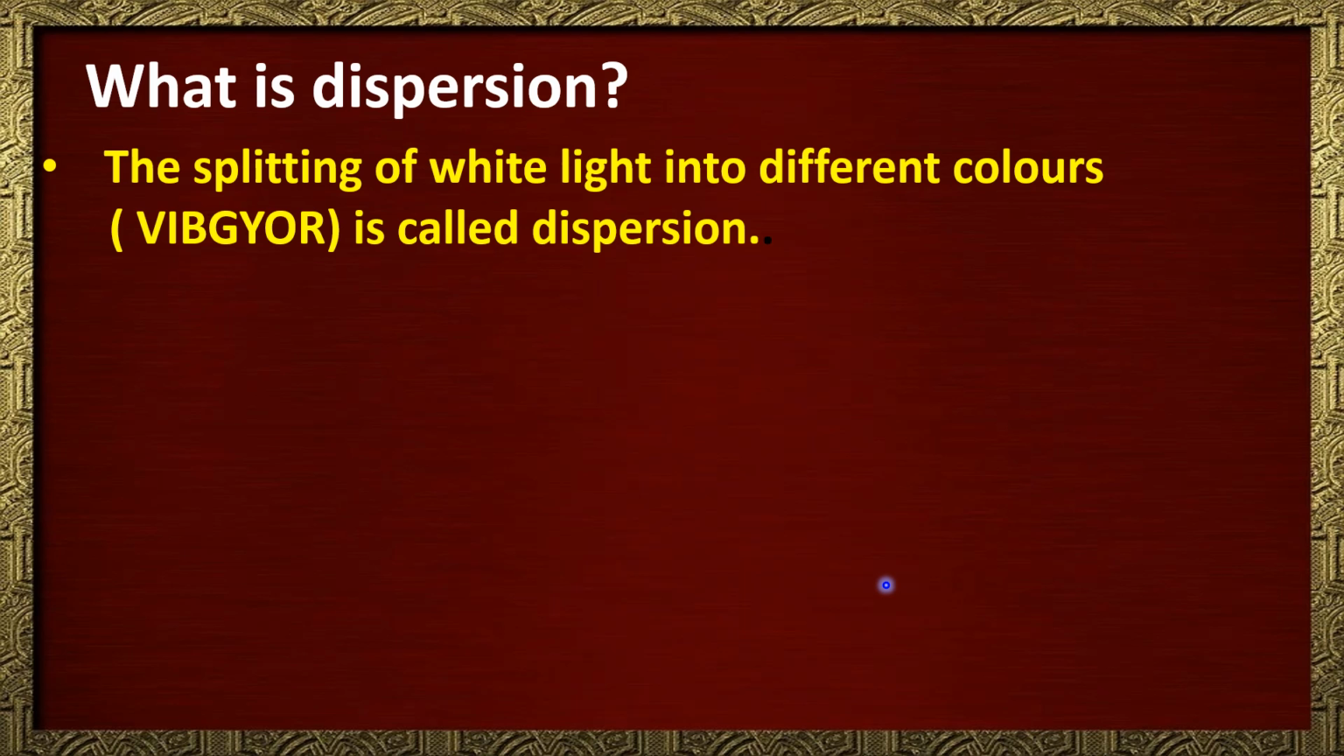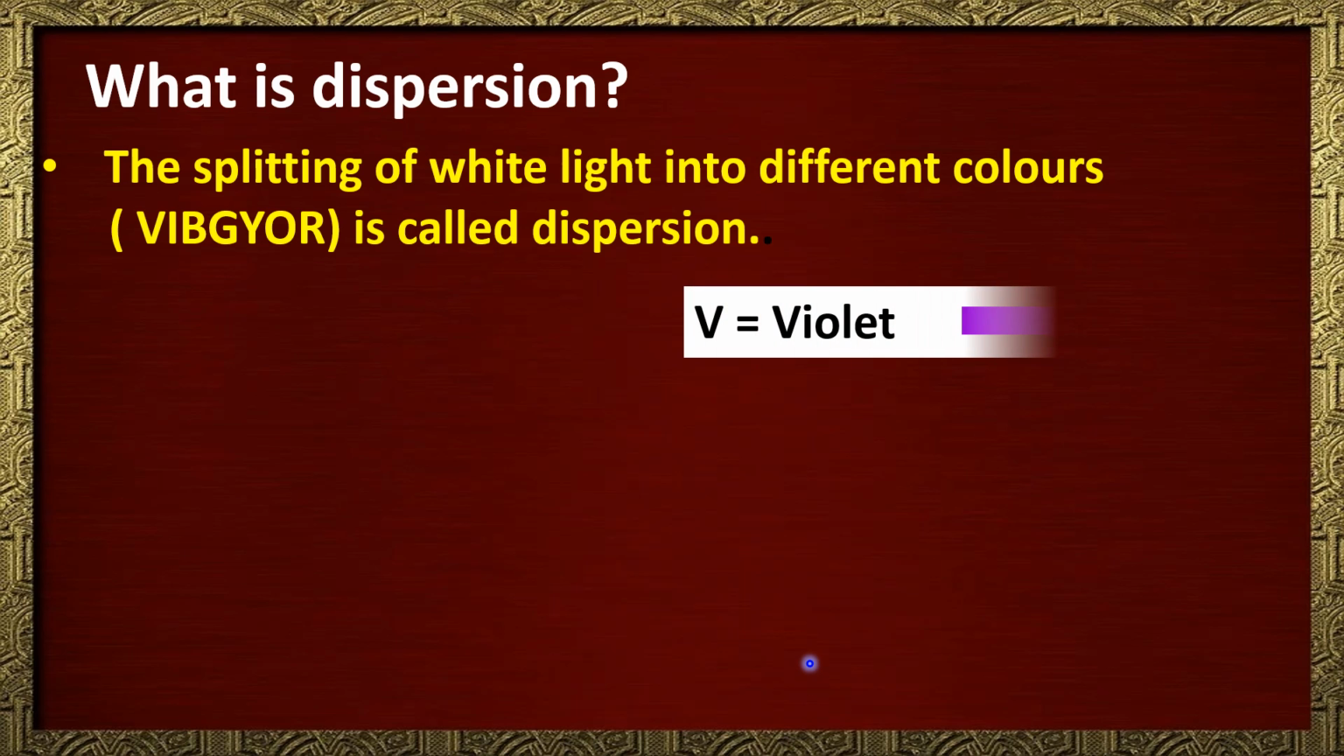When a ray of white light passes through a prism, see here, V means violet color, isn't it? So, white light is a composition of seven colors. When these seven colors pass through vacuum, in vacuum all colors will travel with the same speed, in unison. That's why the light appears as white.